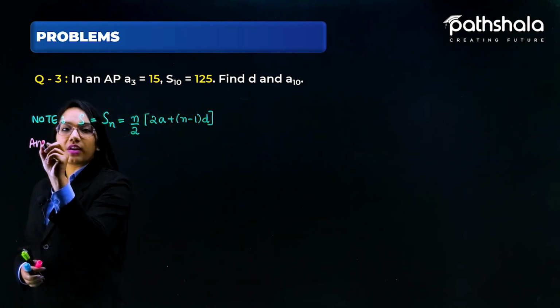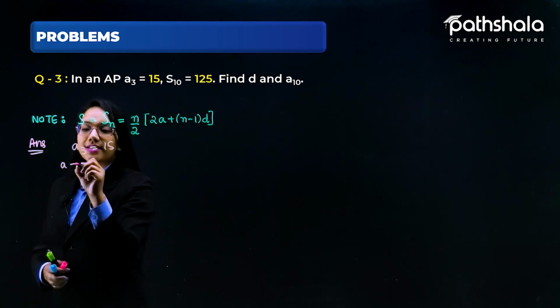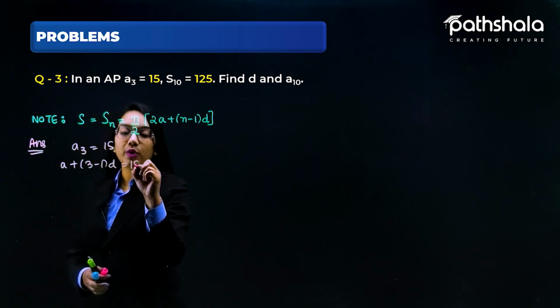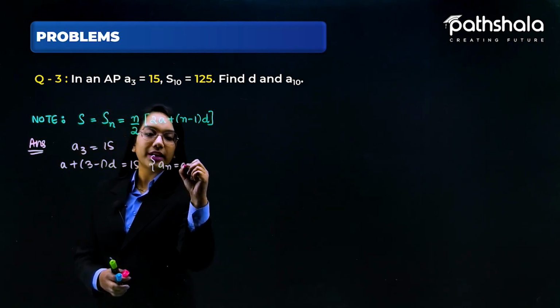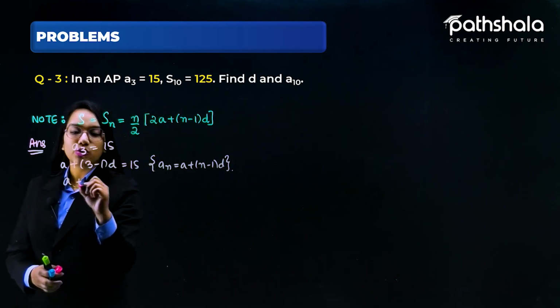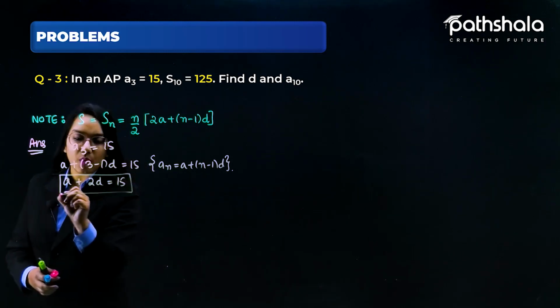As we can see, we have the third term given to us as 15. So we can write it as a plus (3 minus 1) into d, which is equal to 15, because we know that an is a plus (n minus 1) into d. Further, we can simplify it as a plus 2d equal to 15. Let me call this equation number 1.